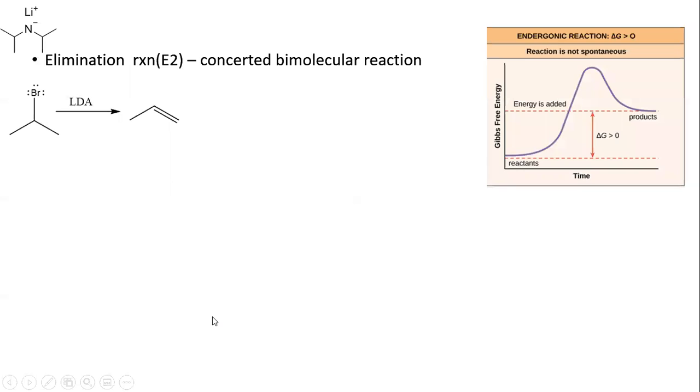Now with E2 reactions, we're looking at a concerted reaction, so everything happens at once. E2 is generally what most elimination reactions are, and if you're using a strong base, you're always going to have an E2 mechanism as long as it's a methyl, primary, or secondary alkyl halide. Some examples of strong bases that are also strong nucleophiles are hydroxide and alkoxides.